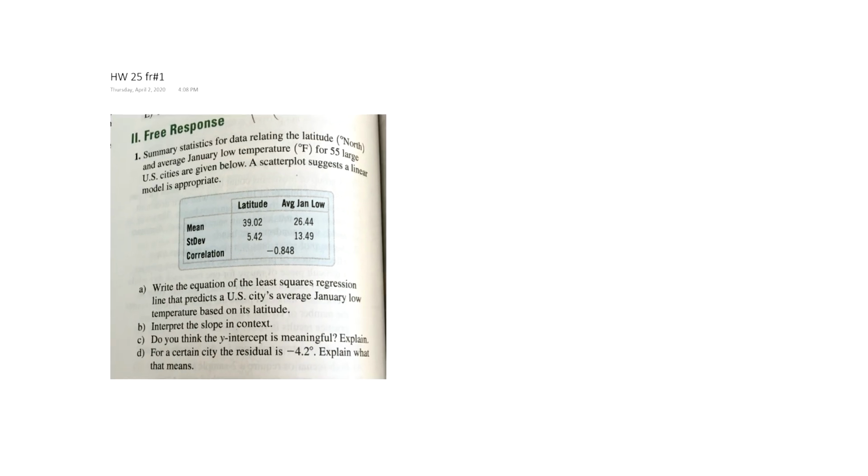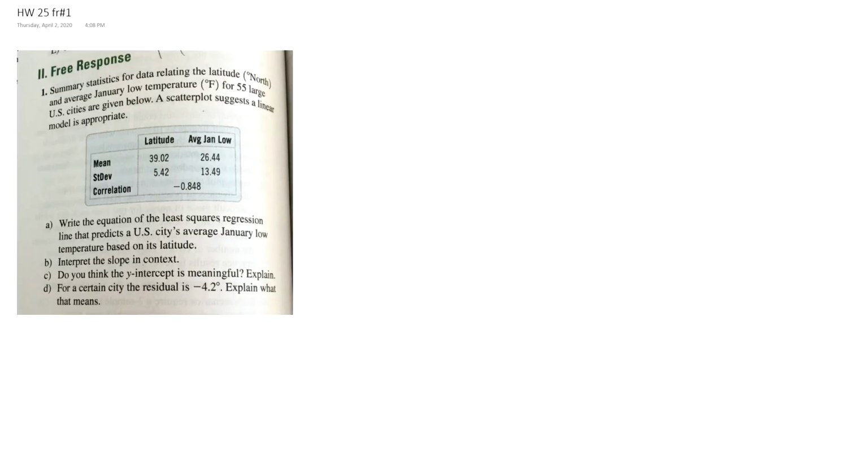Okay, here's solutions for free response number 1. This is good old practice problem here. So we've got summary statistics for data related to latitude and January low temperature. So we've got the latitude in January low temperature. So let's see, degrees Fahrenheit, degrees north.